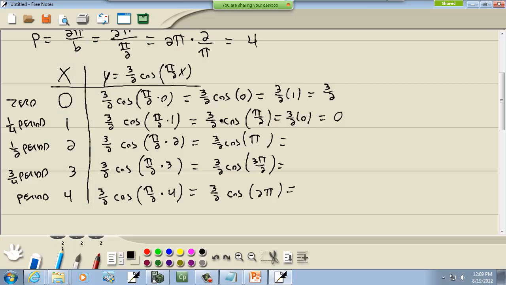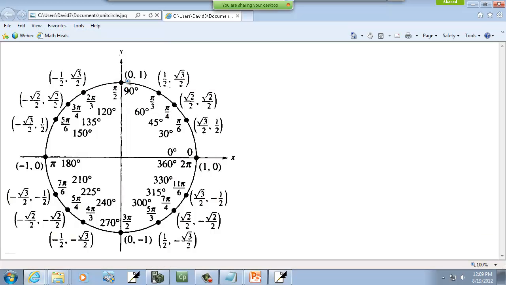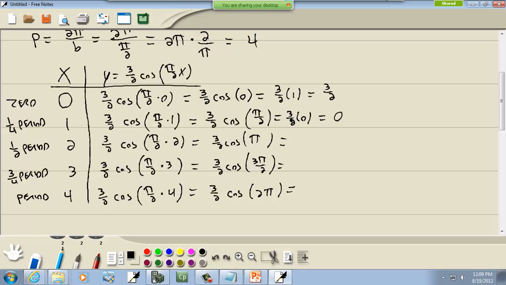And all I'm doing, pi over 2, here's pi over 2. Cosine is our x part, which is 0. I won't refer back to that on these. Cosine of pi is -1, which gives us -3/2. Cosine of 3 pi over 2 is back to 0. 3/2 times 0 is 0. And this is back to our starting place, which was 3/2. So this is 1, like that.